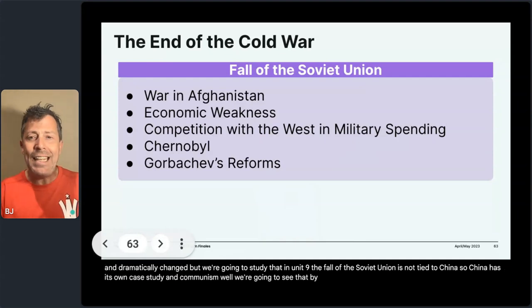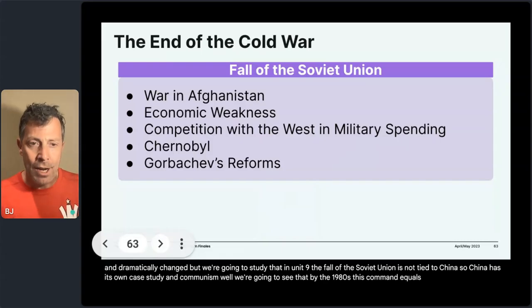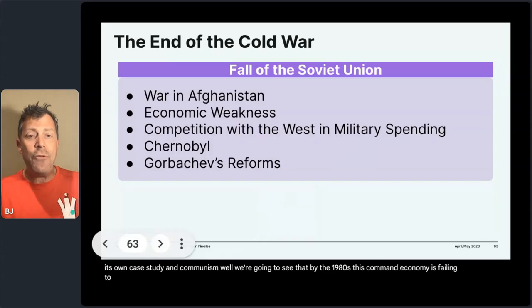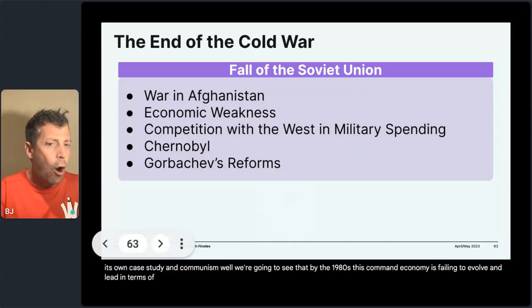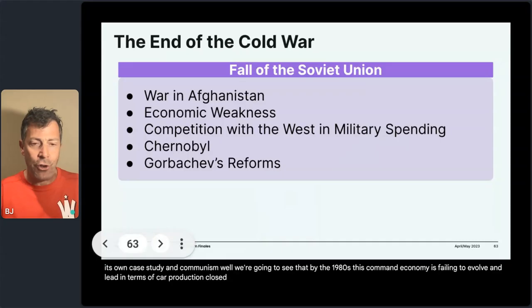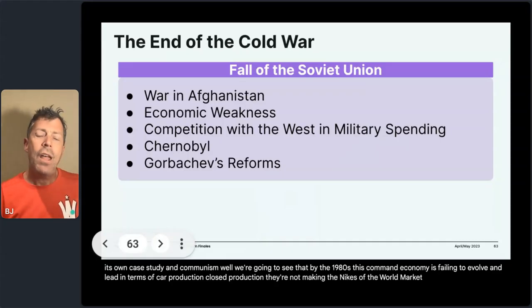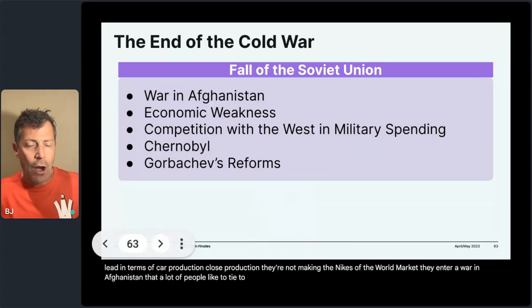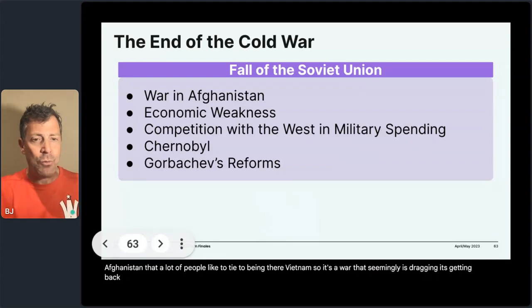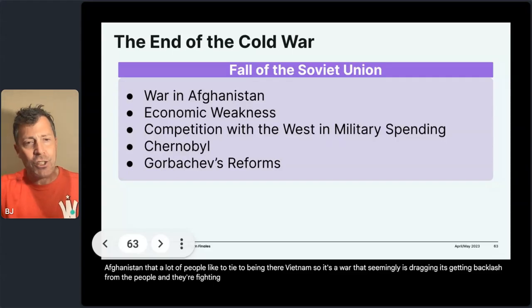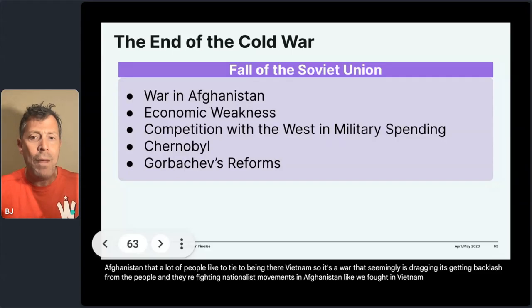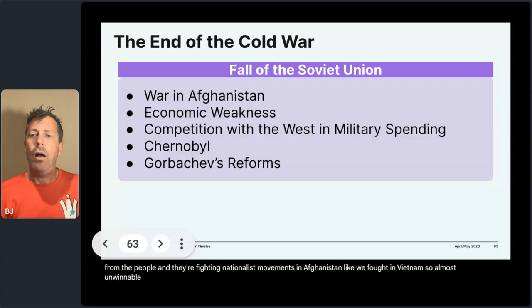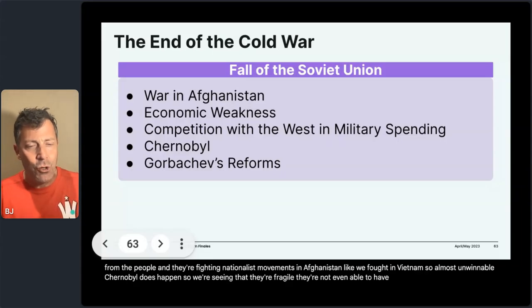Well, we're going to see that by the 1980s, this command economy is failing to evolve and lead in terms of car production, clothes production. They're not making the Nikes of the world market. They enter a war in Afghanistan that a lot of people like to tie to being their Vietnam. So it's a war that seemingly is dragging. It's getting backlash from the people, and they're fighting nationalist movements in Afghanistan like we fought in Vietnam. So almost unwinnable. Yes, Chernobyl does happen. So we're seeing that they're fragile. They're not even able to have a good nuclear program.